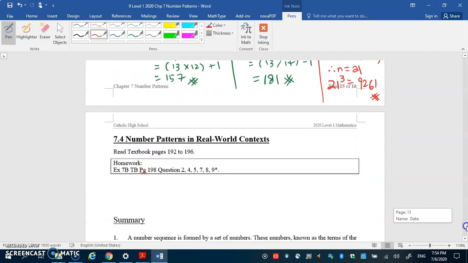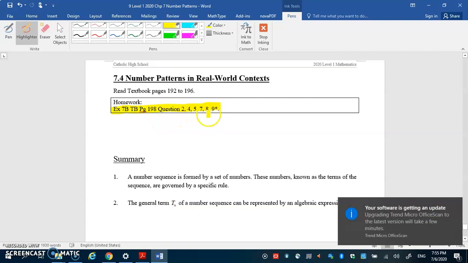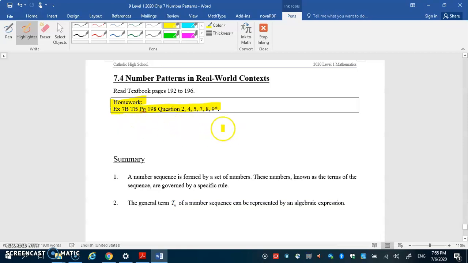Alright. With that, we're done with this entire chapter. I just want you to complete the homework on page 16, which are these questions over here. So you will do exercise 7B, textbook page 198, questions 2, 4, 5, 7, 8. 9 is optional as usual. Okay? So complete these questions and upload your answers to Google Classroom as always.